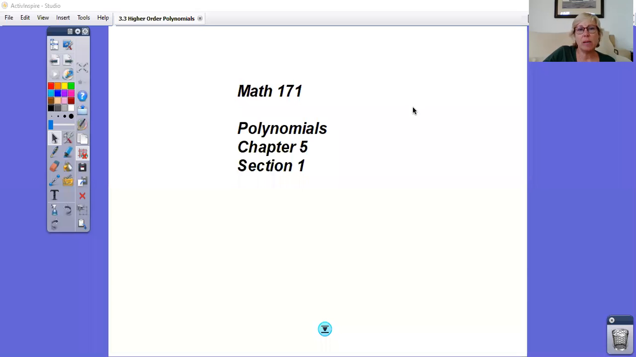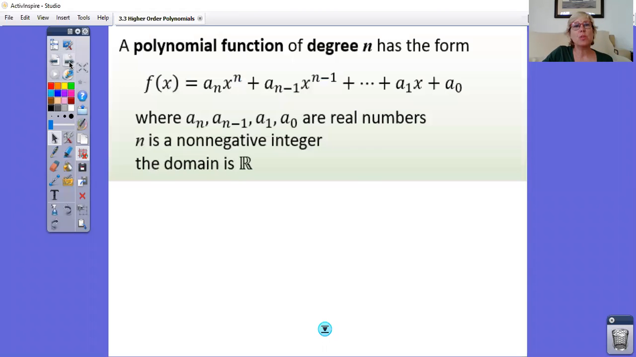Okay, so I am just going to go through a few things in Chapter 5, Section 1, hoping that it might help you with polynomials. So they give you a basic formula for the polynomial. You've got your lead term here. The largest exponent is called your degree. And then you've got your lead coefficient here. So all of these coefficients have to be real numbers, non-negative. They have to be positive integers.